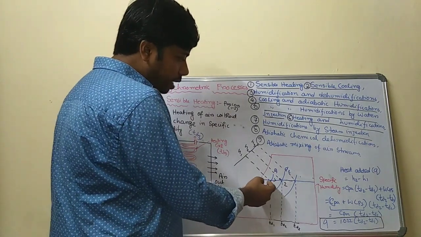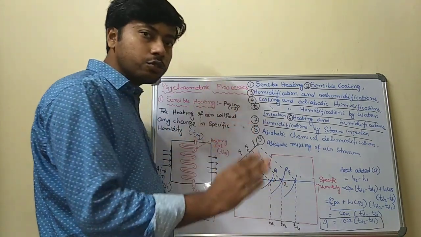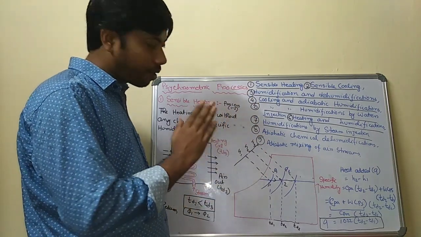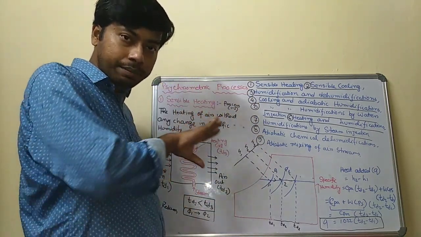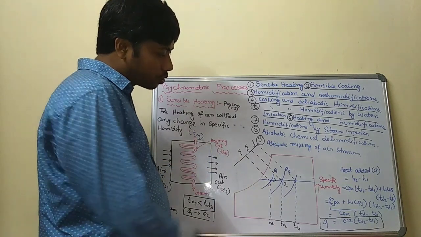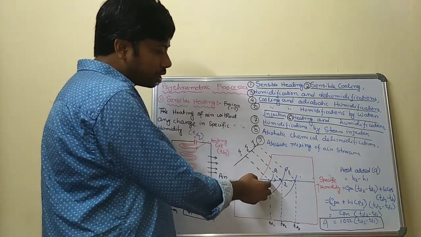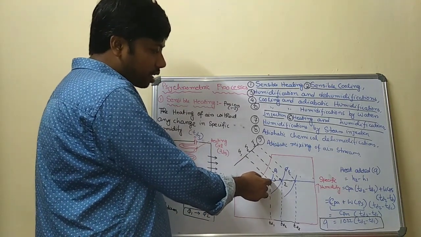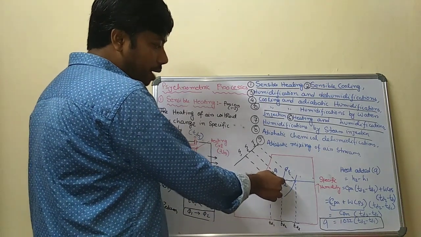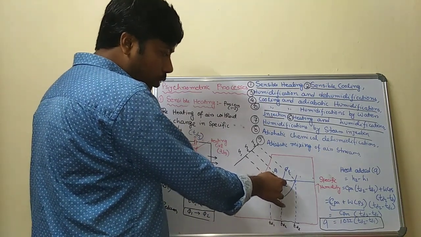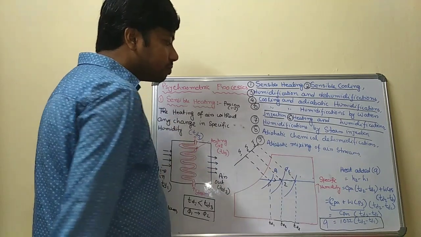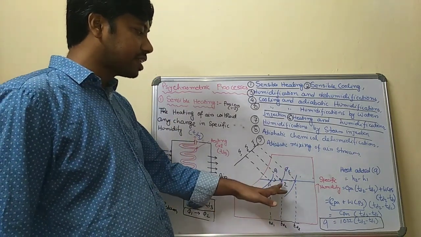So obviously if W1 is equal to W2, it will be a constant line, perpendicular to the specific humidity line and parallel to the dry bulb temperature line. So this is your process 1 to 2, in which this is phi1, that means relative humidity, and at the particular point 2, that indicates your phi2, the relative humidity at state 2.